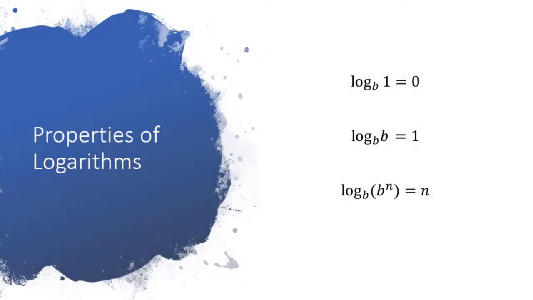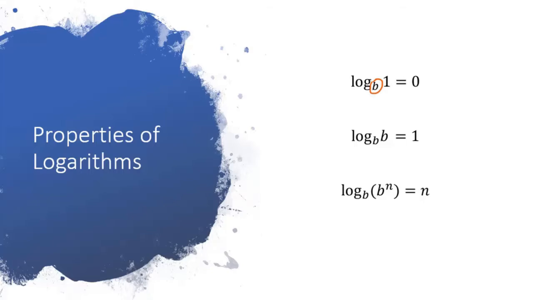Here are three properties of logarithms. The logarithm of 1 to the base b is equal to 0, the logarithm of b to the base b is equal to 1, and the logarithm of b to an exponent n, all to the base b, is equal to that exponent n. I think it's much easier to see what's going on here if we rewrite these in exponential form.